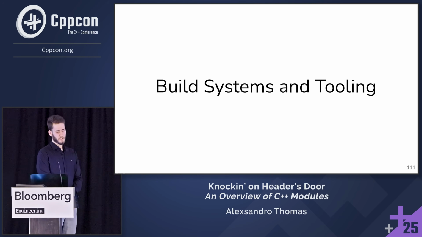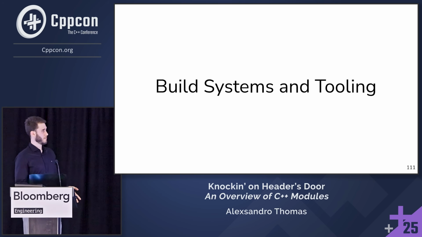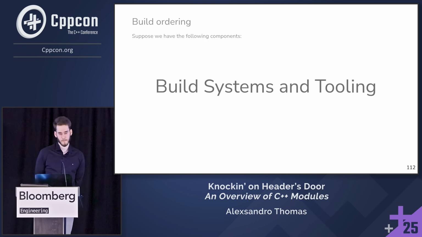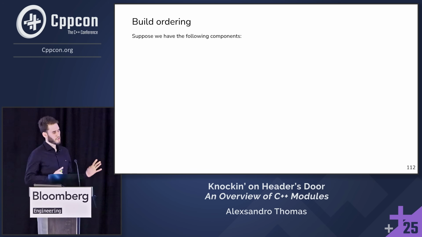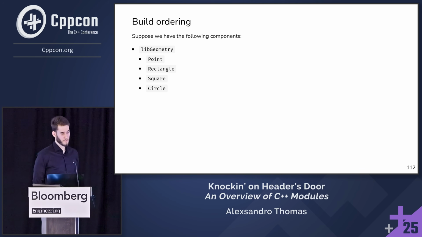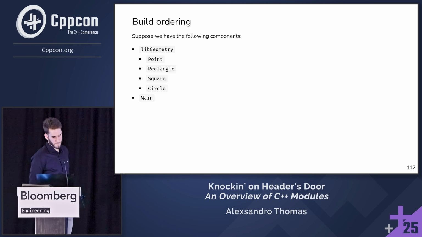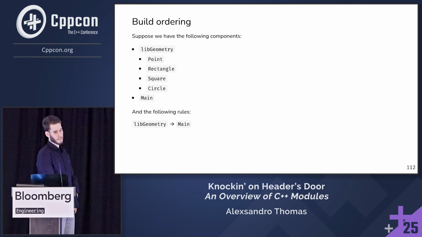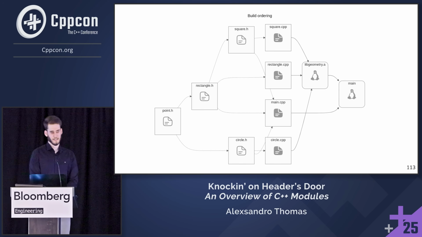So when it comes to build systems and tooling, I feel like that's a very important concept to talk about whenever talking about C++, because I don't know anyone that is building all of their 1,000 file library by writing compile commands by hand. So let's propose something like we have a lib geometry that has a point, a rectangle, a square, and a circle. We have a main, and then lib geometry is utilized by main. Then you get something like this.